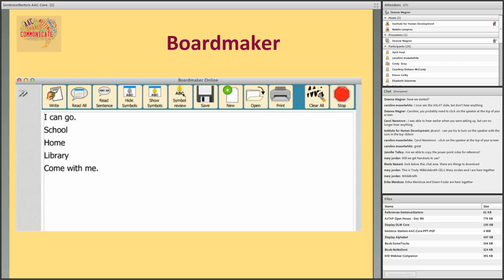You can, for free, get print materials, but to have it be interactive, you need to pay for the Boardmaker subscription.